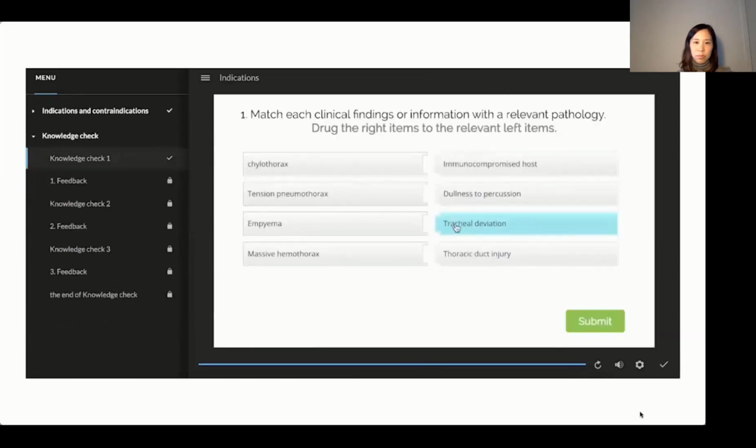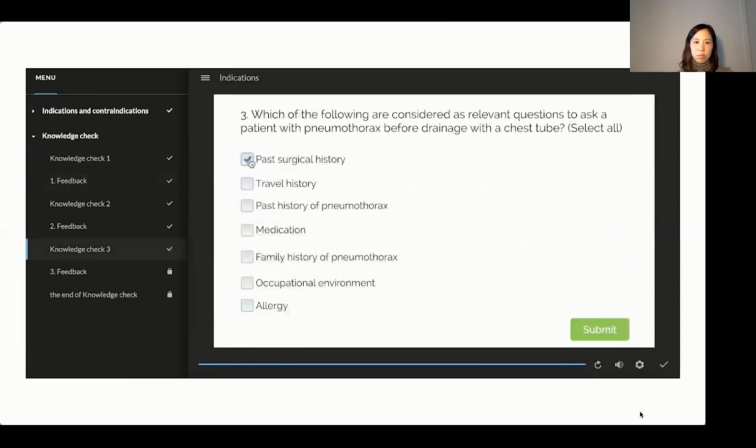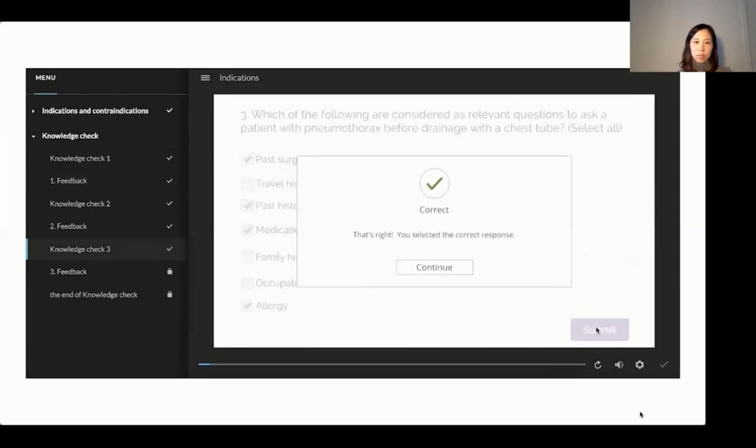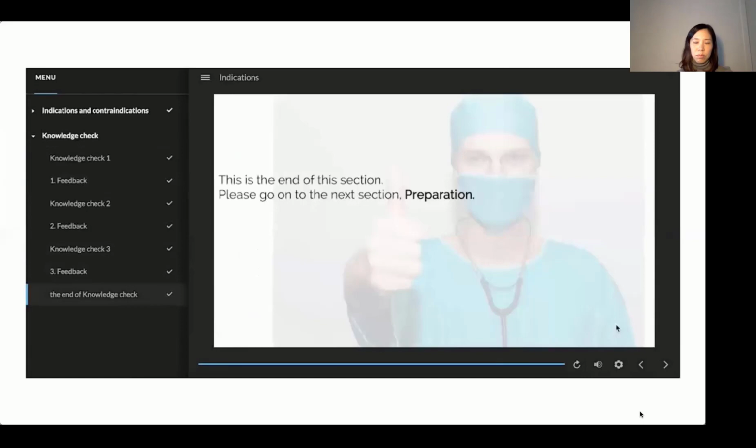Lastly, I'll show you quizzes. This is a quiz to match relevant items. When you submit a correct answer, feedback comes up. Even when you fail, you can try again. The next quiz is a multiple answer question. You need to choose all the correct answers. This is only one part of the e-learning, but I hope you understand what it is like.